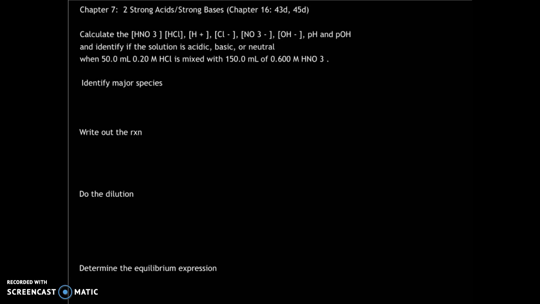Okay, so identify major species. Here we go. We start them all off the same. Obviously, we've got HCl in there, and we've got HNO3 in there. They're mixing them together. Now, what is HCl? It's a strong acid. What is HNO3? It's a strong acid. That is half of the journey.